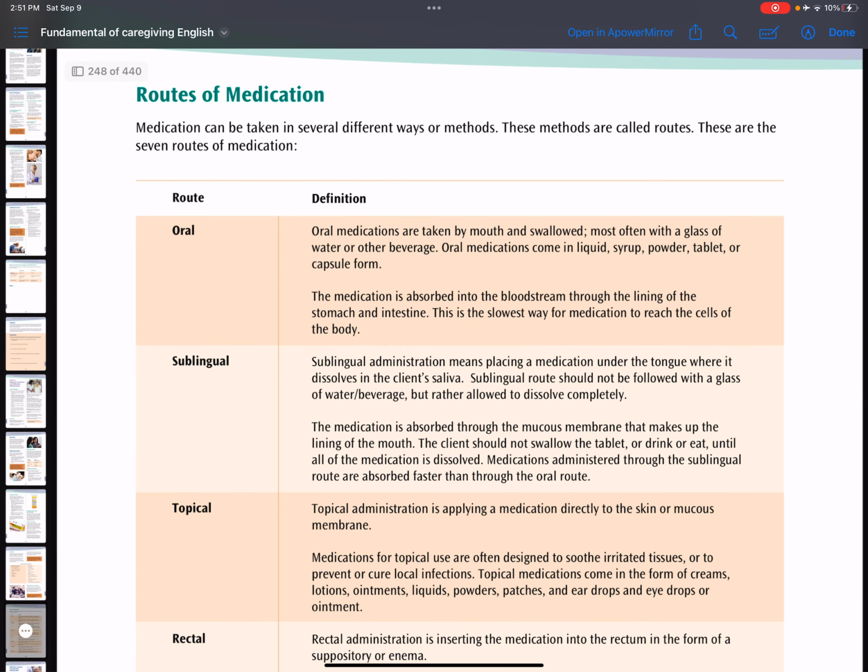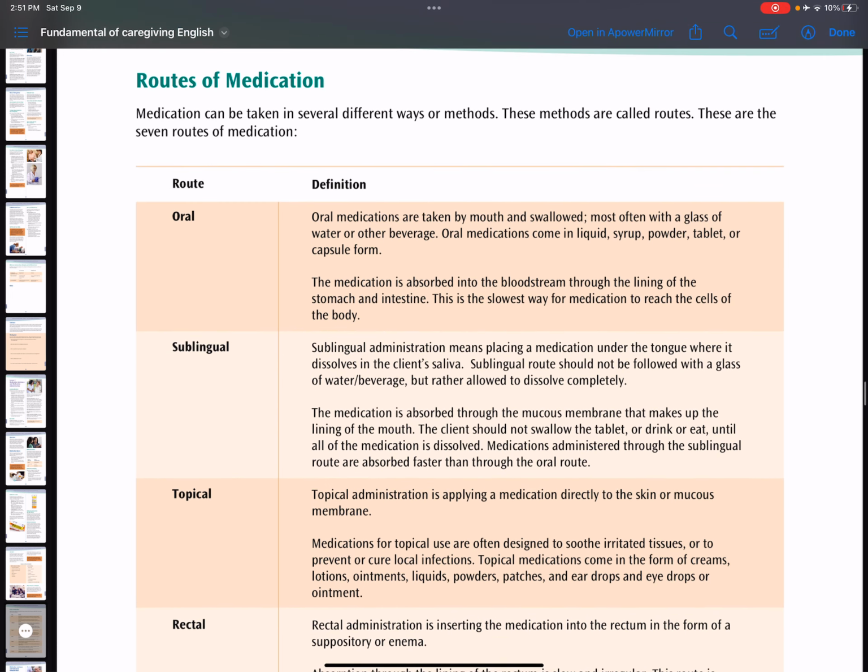Now let's talk about routes of medication. Medication can be taken in several different ways, and the book shows 7 ways. Oral means something taken in the mouth. It can be a tablet, it can be a liquid, but something you take by mouth. That's called the oral route. Sublingual is if you put a medication under your tongue. And topical is something you put on top of your skin.